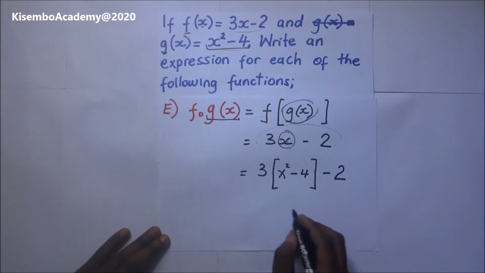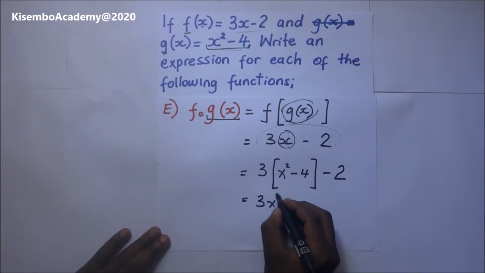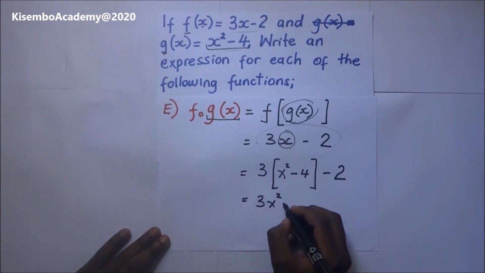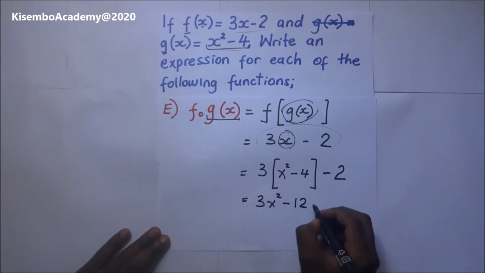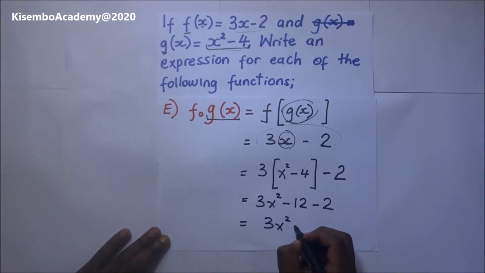And so we go ahead and simplify that. That is 3 times x squared, which gives us 3x squared, then 3 times negative 4 is negative 12, minus 2. And we shall end up with 3x squared, negative 12 minus 2 is negative 14.